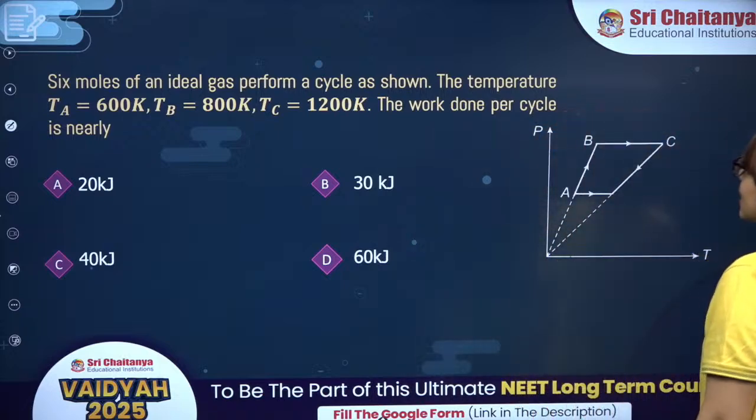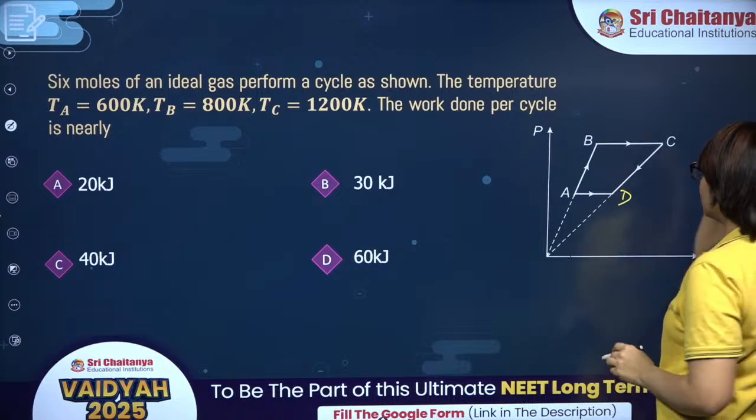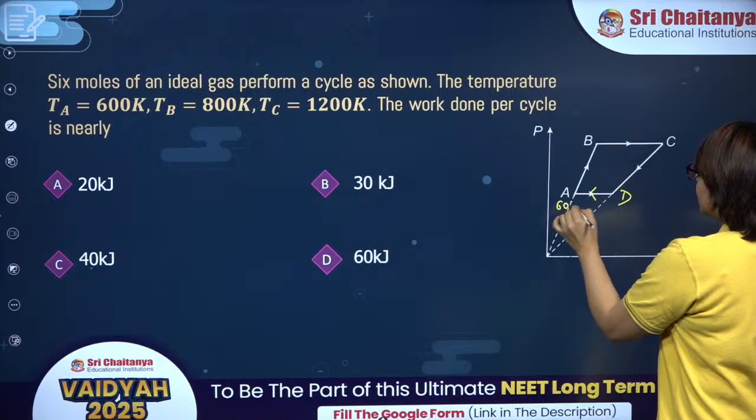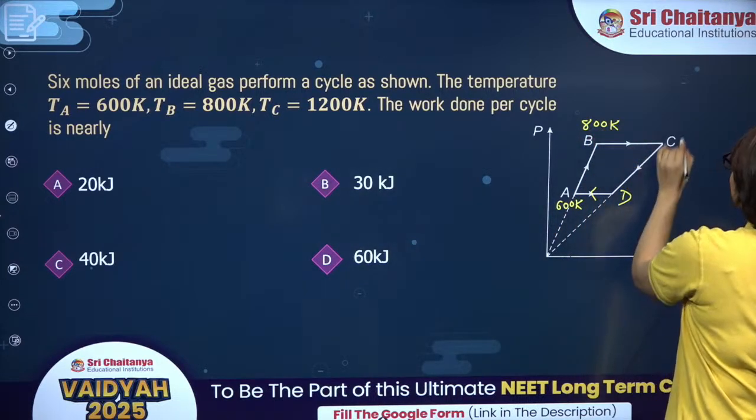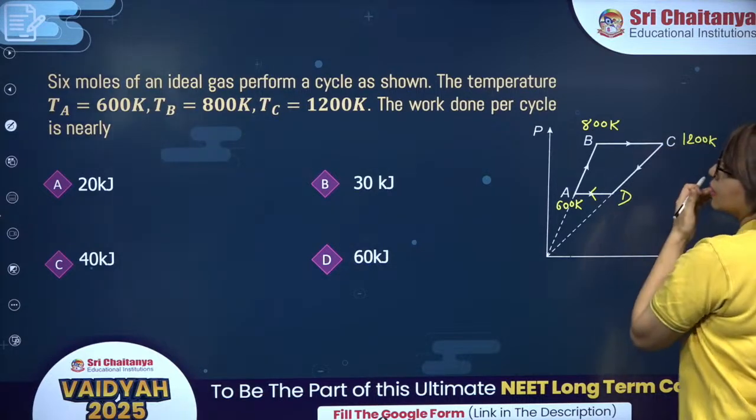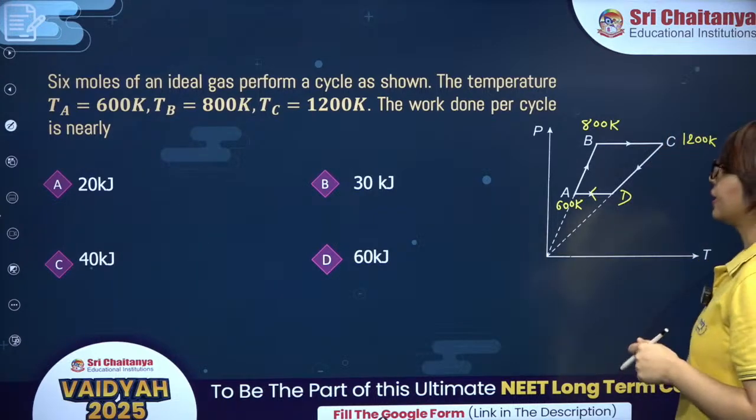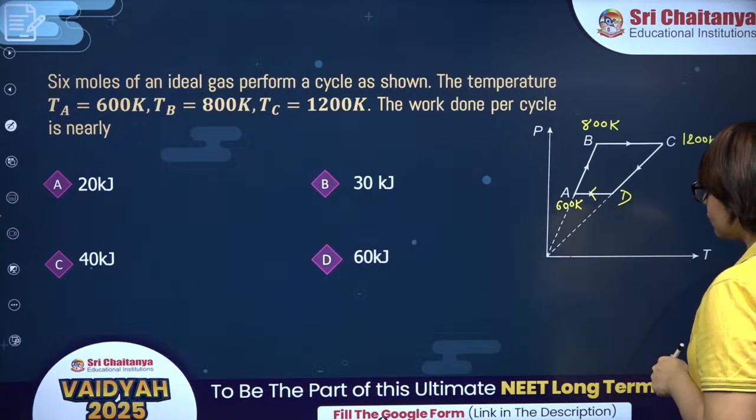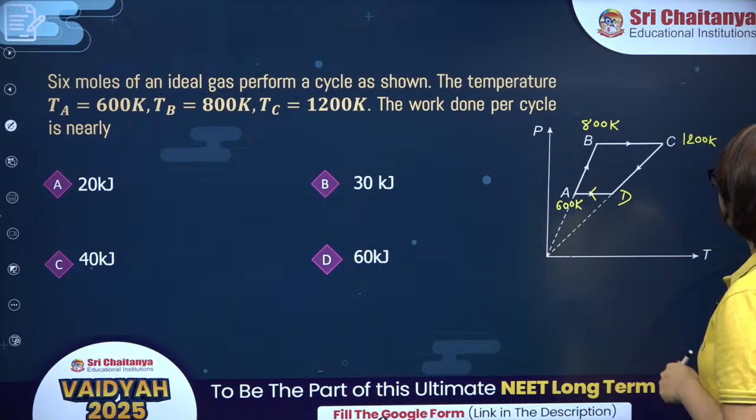6 moles of an ideal gas perform a cycle like this. ABCDA is the cycle over here. The temperature TA is 600 Kelvin, the temperature TB is 800 Kelvin, TC is 1200 Kelvin, and we have to find the work done per cycle nearly. Fine. So I think this temperature over here is missing, TD is missing. All right, let's see.